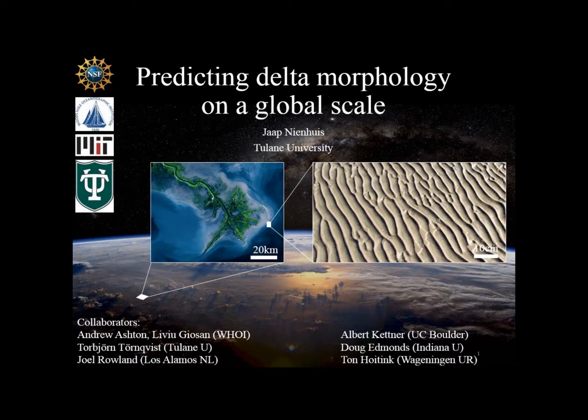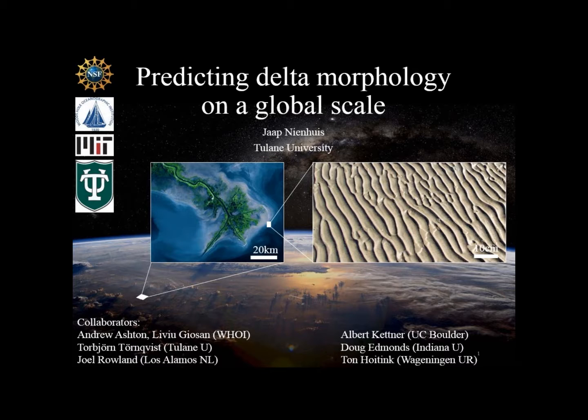Jaap is a postdoctoral fellow in Earth and Environmental Sciences at Tulane, working with Torbjorn Tornquist. And I noticed your collaborators are cut off there a little bit, so we might have to adjust this. We tried. Oh, okay. So we're stuck with the AV system here at the Holiday Inn.